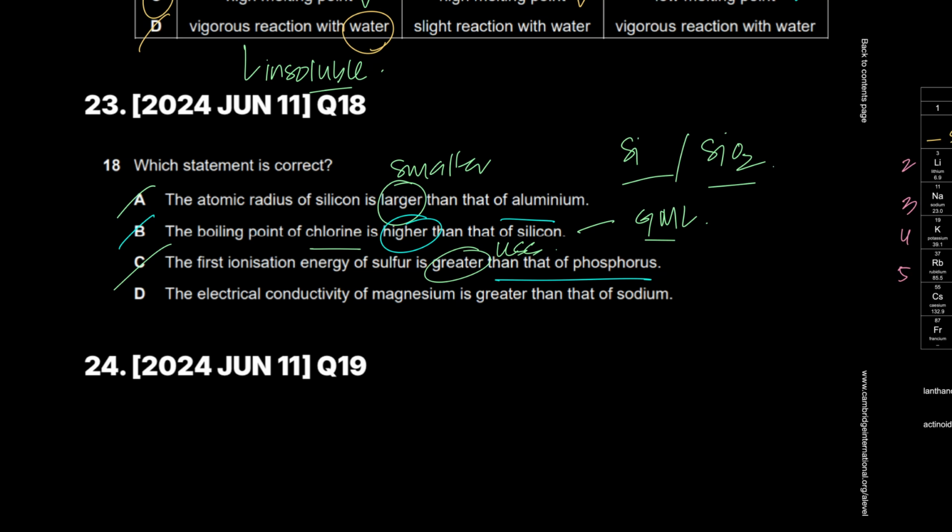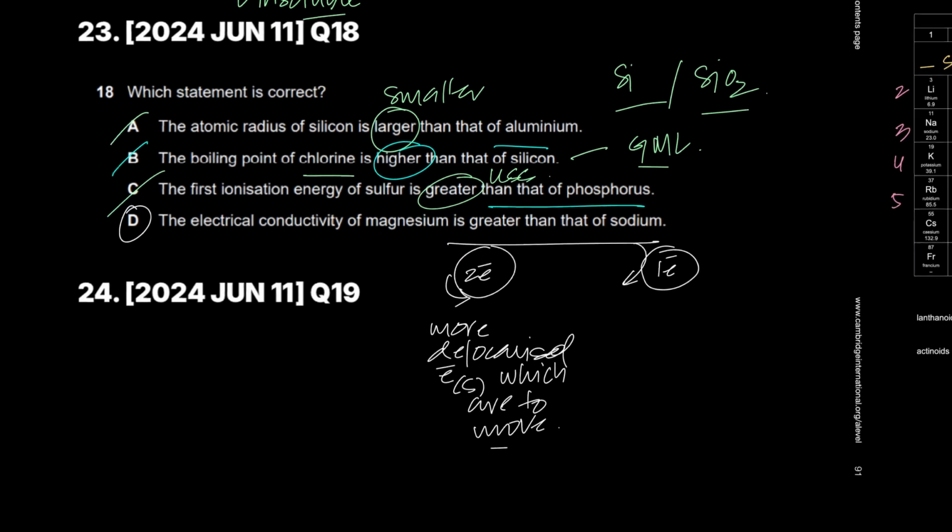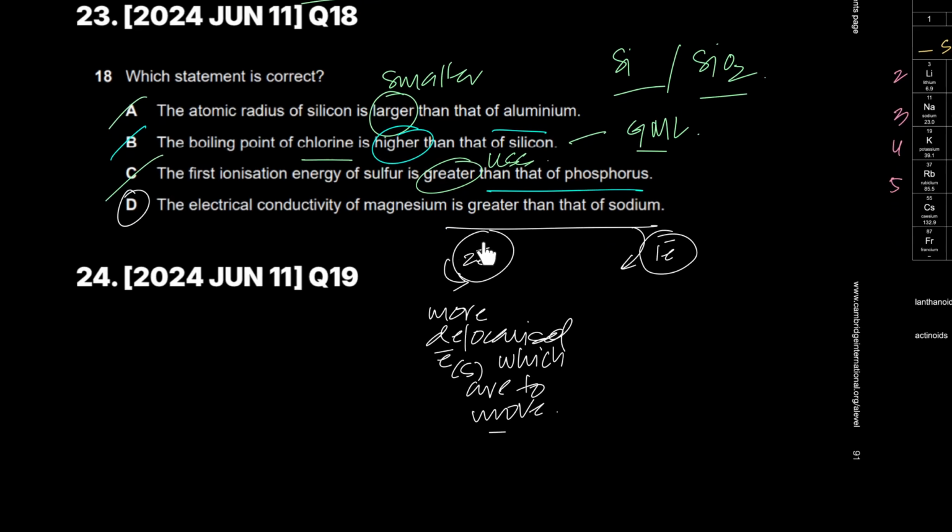Now, D says the electrical conductivity of magnesium is greater than sodium, and that is absolutely correct, because magnesium contributes 2 electrons to the sea of delocalized electrons, whereas sodium contributes 1 electron. So magnesium has more delocalized electrons, which are free to move, right? Per magnesium atom, it contributes 2 electrons, whereas per sodium atom, it only contributes 1 electron to the delocalized electrons. And the more electrons you have, the higher the electrical conductivity, because you have more electrons which are free to move.